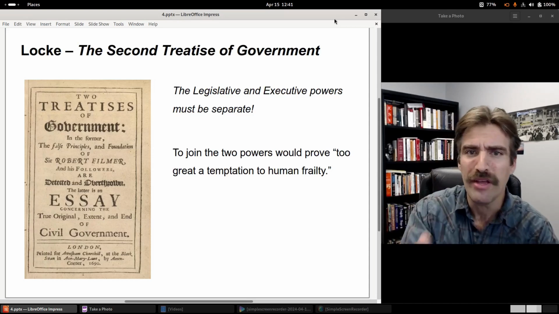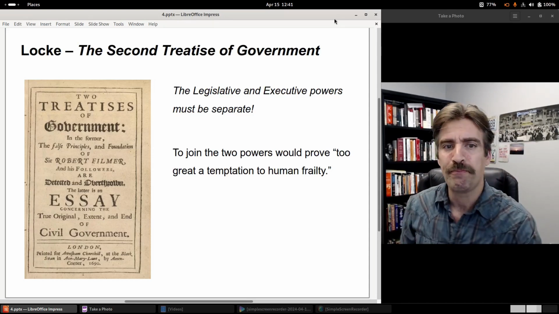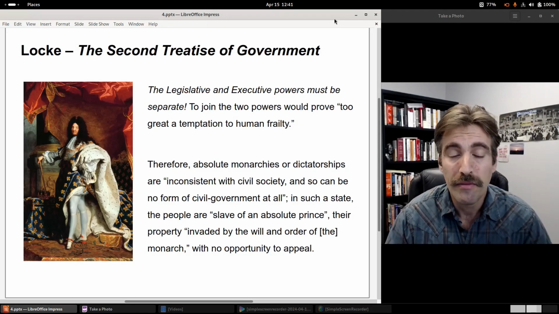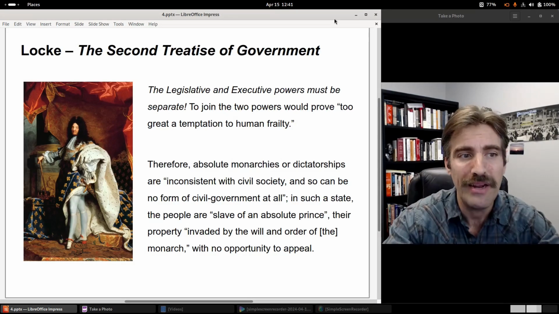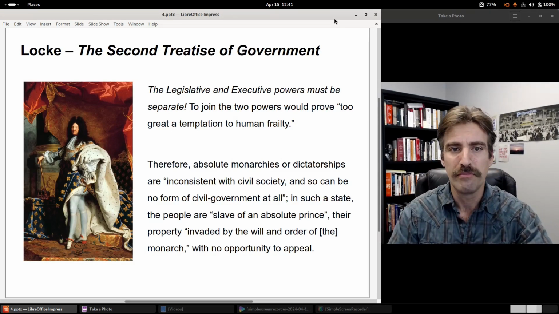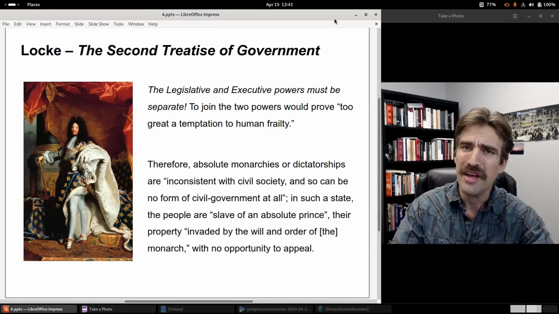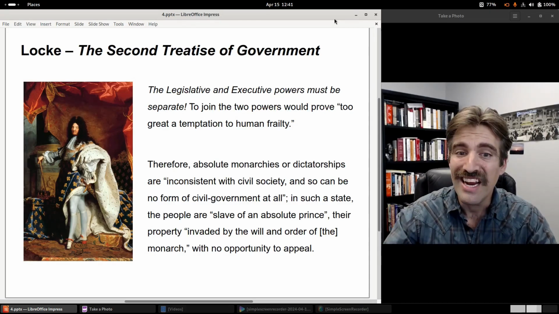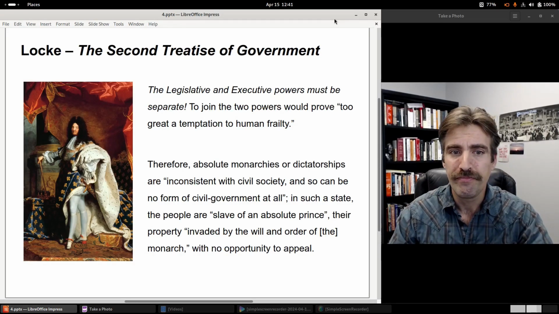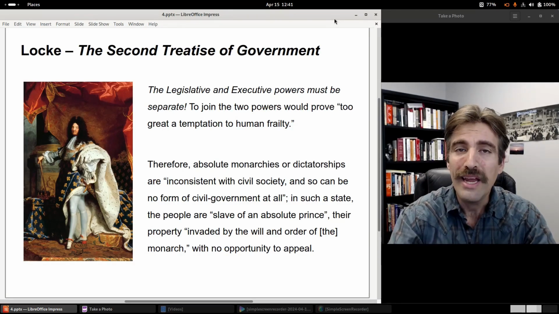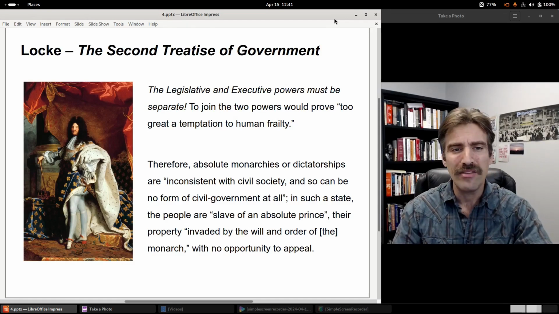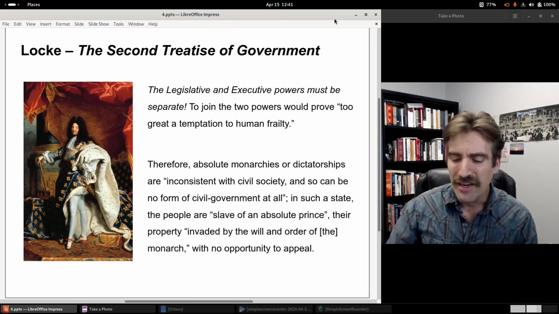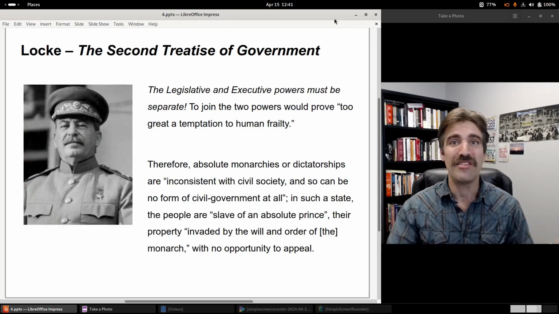Locke says, keep these two powers separate. Don't combine them. Because these two powers must remain separate. Separation of powers. Locke says that absolute monarchies, there's Louis XVI, dictatorships are, quote, inconsistent with civil society, and so can be no form of civil government at all. A dictatorship is not even a civil government.